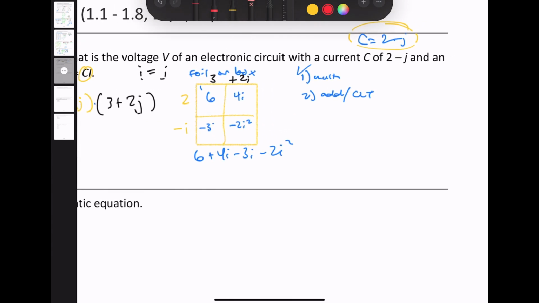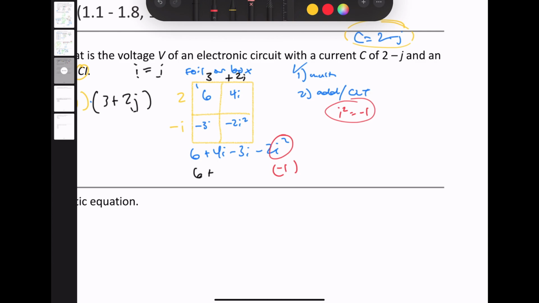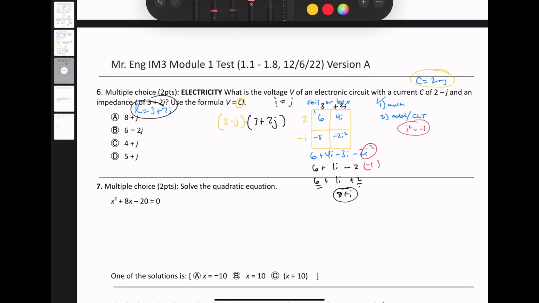Now j squared is equal to negative 1. 4j minus 3j is just 1j. 6 plus 1j plus 2, so that would just give you 8 plus j, which would be choice A.